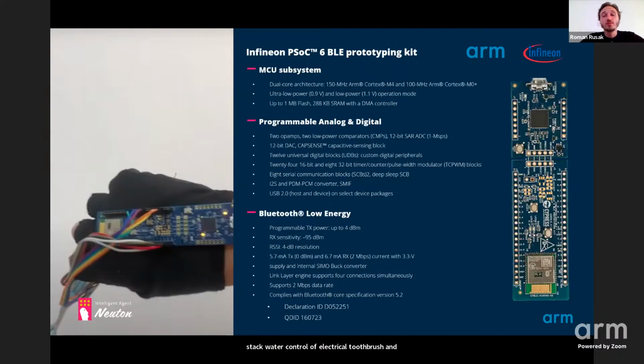PSoC 6 has the newest Bluetooth core, 5.2, and supports up to 2 Mbps data rate, which will allow you to collect the data for your dataset with a high frequency. It's always better to collect the data with high frequency because you can always downsample your dataset when you train your model. But to upsample your dataset is quite a tricky thing.